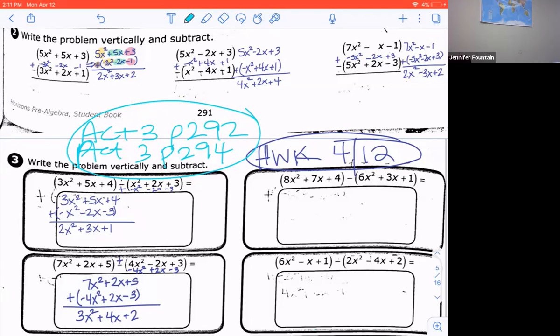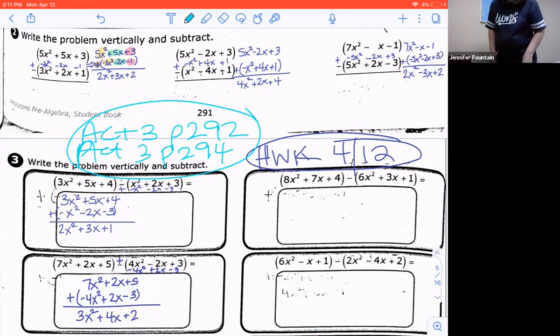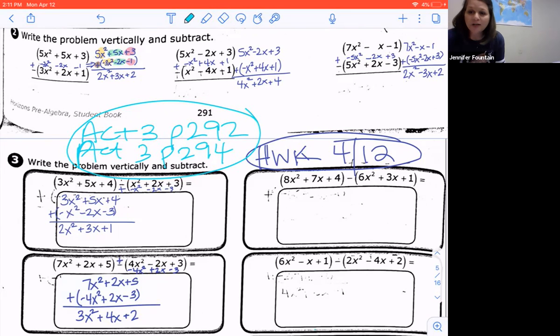That sign is going to go outside the parentheses. Okay, Miss Jennifer, I'm done. Okay, you all done? Awesome. Any questions? This is actually kind of easy. Okay, very good, very good.